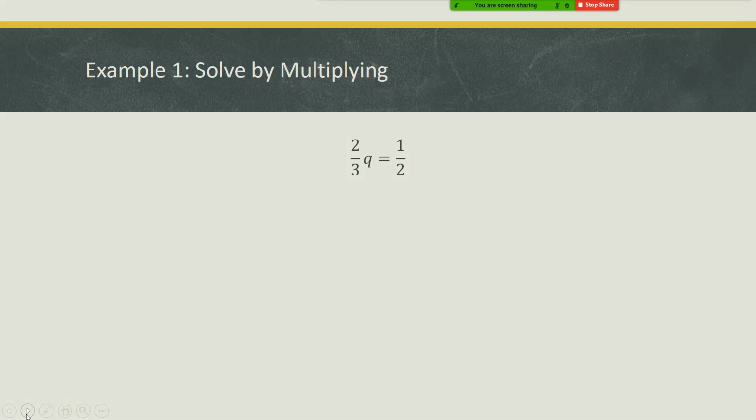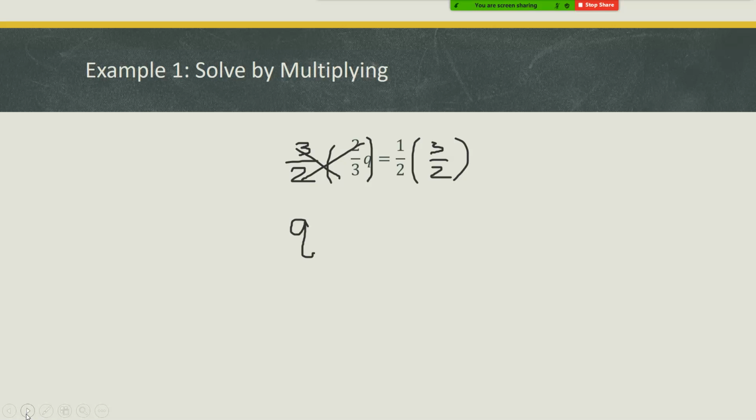Alright, so do you remember when we talked about the word reciprocal? So what's the reciprocal of 2/3? Perfect. So we're going to multiply both sides by the reciprocal of 2/3. That's called the multiplicative inverse. The multiplicative inverse gives you 1.